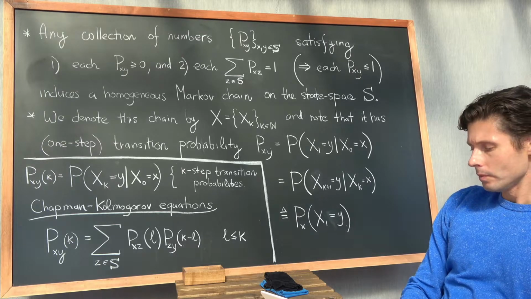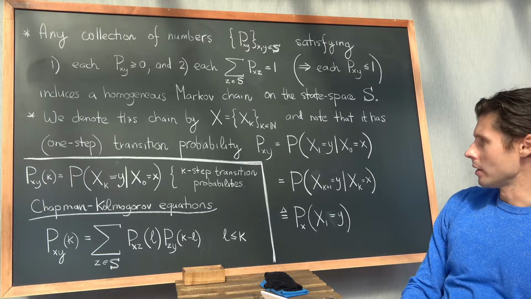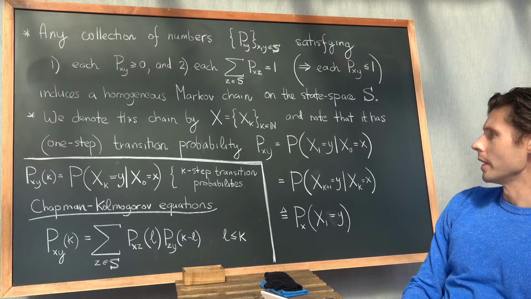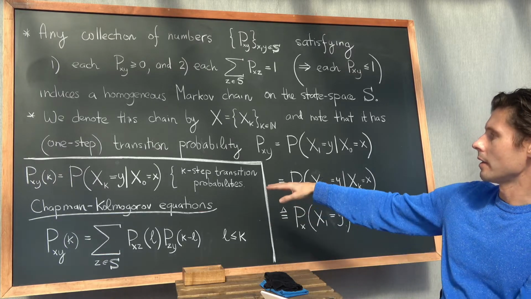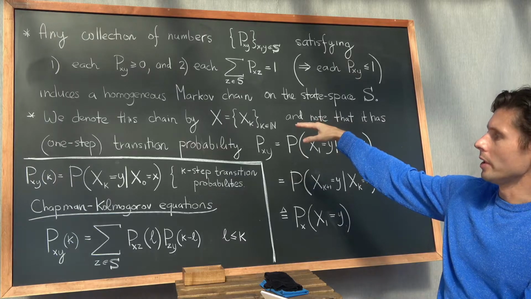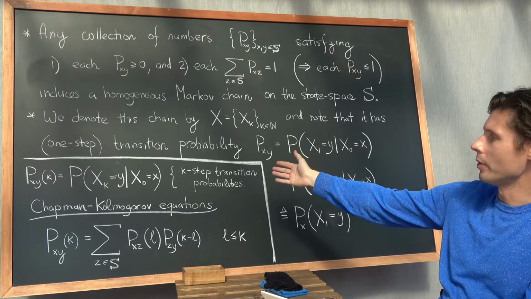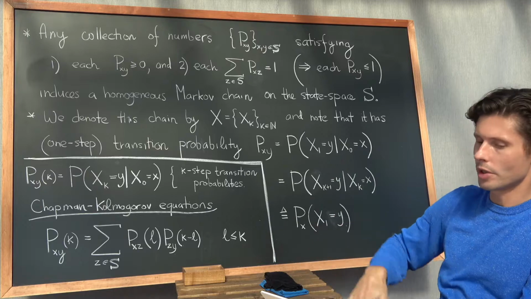That's really the main concept, and there's maybe one more thing to be aware of, and that's that these one-step transition probabilities further allow you to define the k-step transition probabilities.